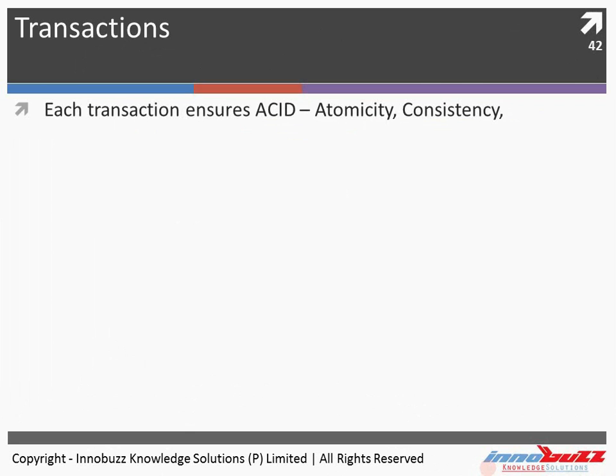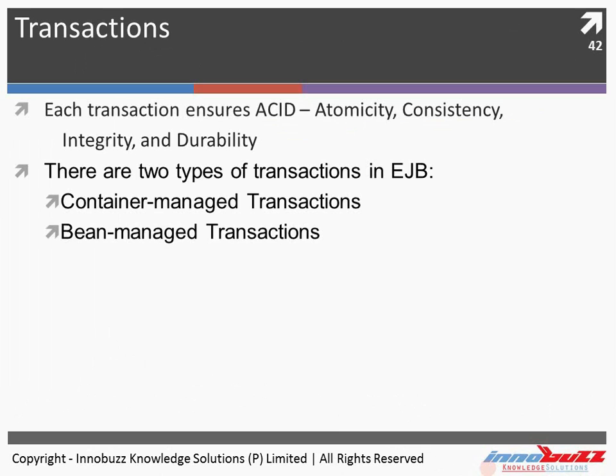Each transaction will ensure ACID, which is normally called atomicity, consistency, isolation, and durability. So this is very important. A transaction will ensure all of these properties. There are two types of transactions, as I said earlier. In EJB, we have container managed transactions and bean managed transactions. In container managed transactions, the EJB container sets the boundaries of the transaction. So the container itself will manage the beans. The bean transactions are managed by the container itself. It will set the boundaries on the beans.